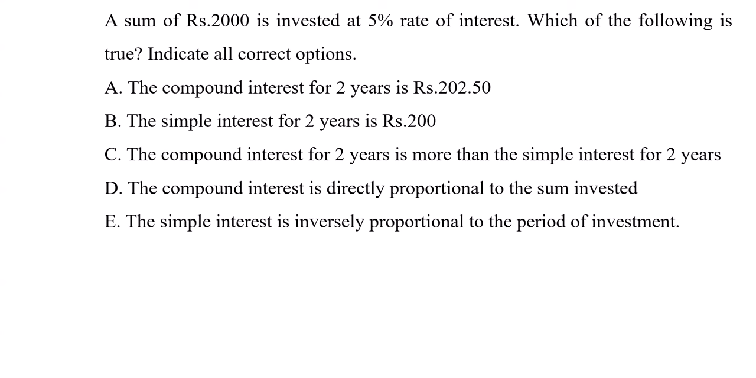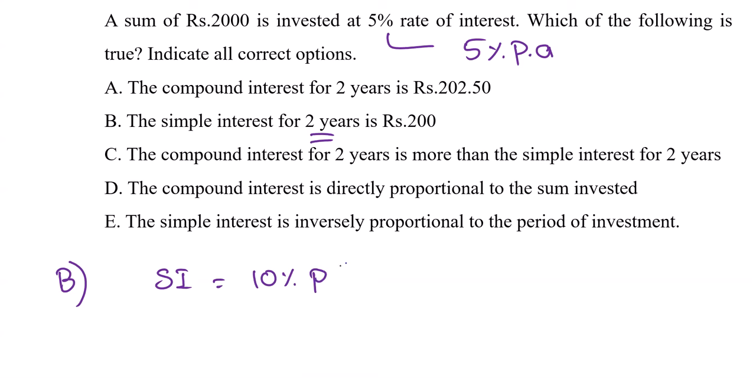Now, a sum of rupees 2000 is invested at 5% rate of interest. Which of the following is true? Indicate all correct options. Fine. Now compound interest and simple interest for 2 years. Simple interest for 2 years at 5% per annum: for 1 year it is 5%, and for 2 years, in simple interest, it's an addition effect, 5 plus 5, so 10% is the rate of interest. We should calculate on principal. As principal is 2000, 10% means divided by 10. It will be 200, perfectly suitable, so B is correct.